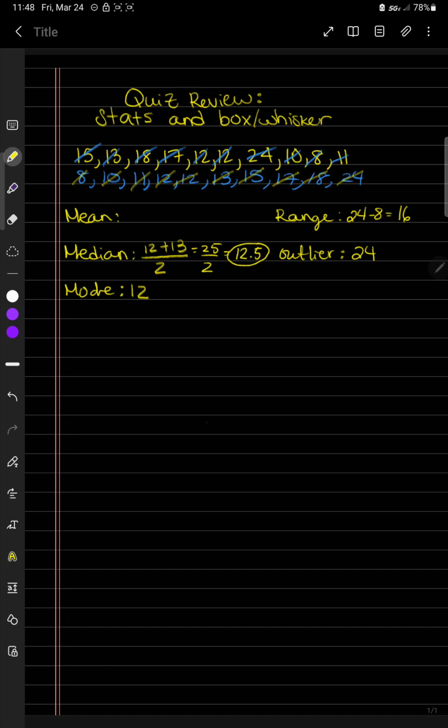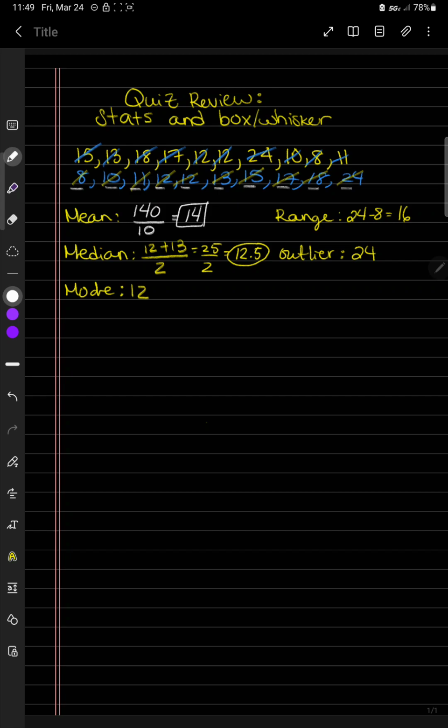And then for our mean, we're going to add up all those numbers and then divide it by 1, 2, 3, 4, 5, 6, 7, 8, 9, 10. So there's 10 digits. So we're going to add up our numbers and then divide it by 10. If we add up everything, it gives us 140, and then we do 140 divided by 10. If you get a decimal, you want to just do one decimal place over. In this case, we just get 14 flat. So 14 is our mean. So we're done with our stats.